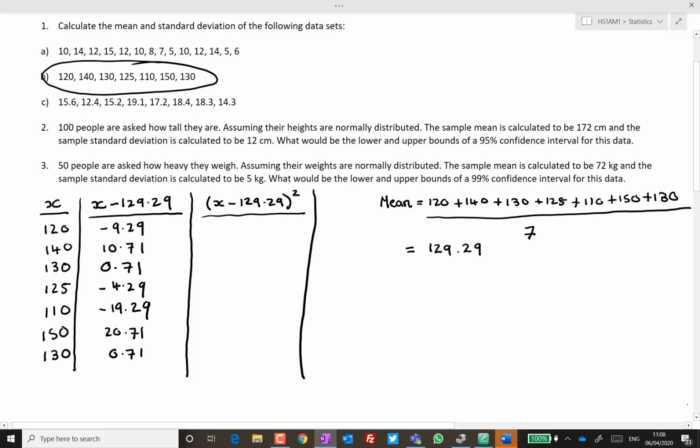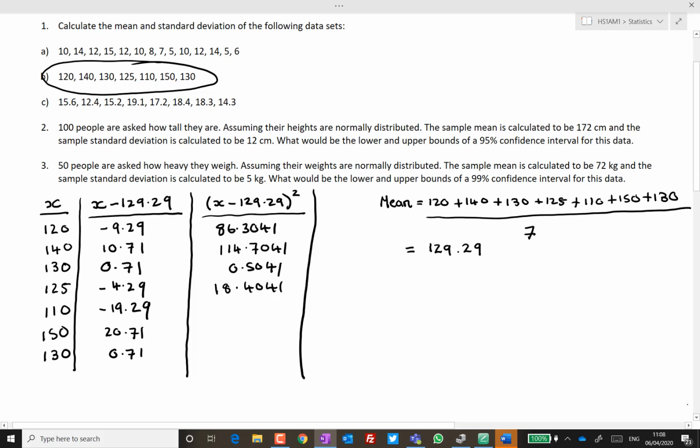So we've got minus 9.29. Now remember, when you're squaring that, you should have it in a bracket. So we're going to get 86.3041. 10.71 squared, give me 114.7041. 0.71 squared, give me 0.5041. Minus 4.29 squared, give me 18.4041.